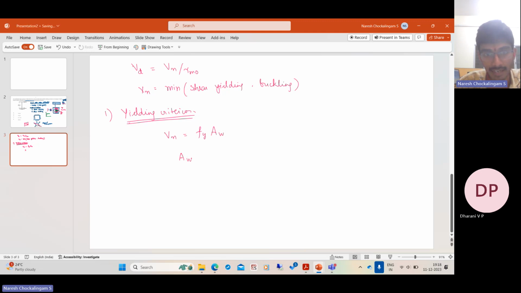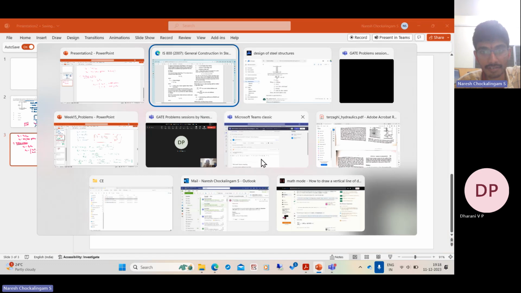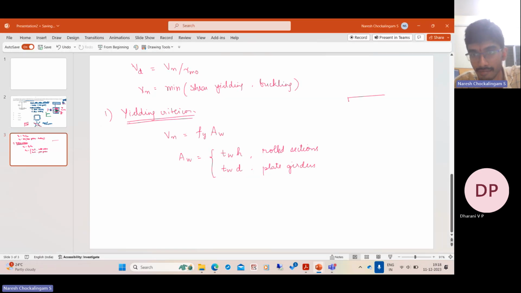Aw is given as the thickness of the web multiplied by H in the case of rolled sections, and the thickness of the web multiplied by D in the case of plate girders. Why is that so? In a plate girder you have a weld here, right? That connection is deformable. Therefore, there is no effective shear transfer between this point and this point. So H is the total height of the beam.